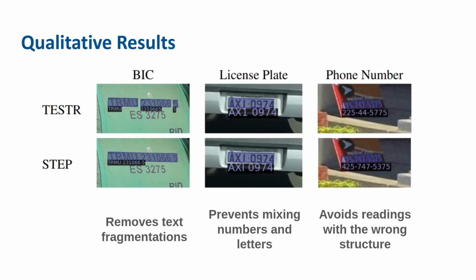Qualitatively, we can see that our model effectively removes the problem of text fragmentation. In the example on the left, we don't separate the different terms of the text into different bounding boxes. We also prevent mixing numbers and letters in the example in the middle, between the letter I and the number 1. And finally, we also avoid reading the text with the wrong structure. In the case of a phone number, we read the correct number of digits.